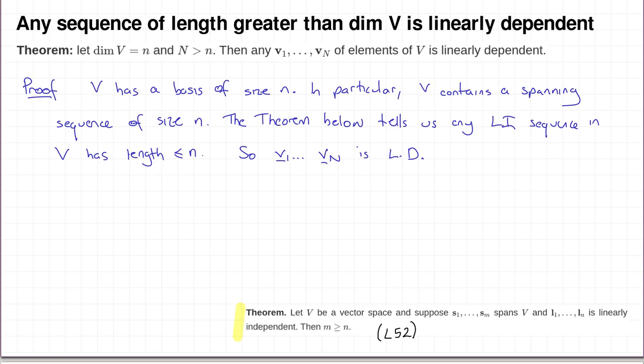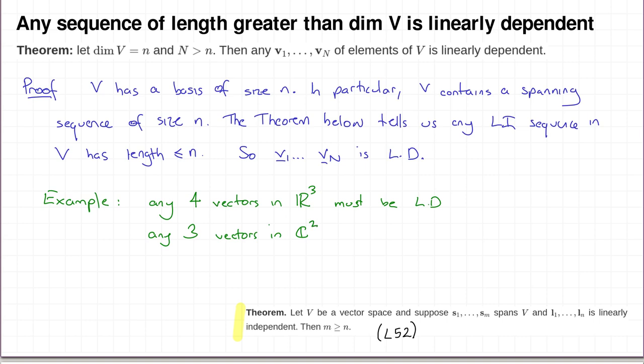So actually, let's just think about what this is telling us. For example, if you have any four vectors in R cubed, then they must be linearly dependent. So if you write down four height three column vectors with real entries, then they must be linearly dependent, no matter what they are. And similarly, any three vectors in, let's say, C squared, height two column vectors with complex entries, they must be linearly dependent.